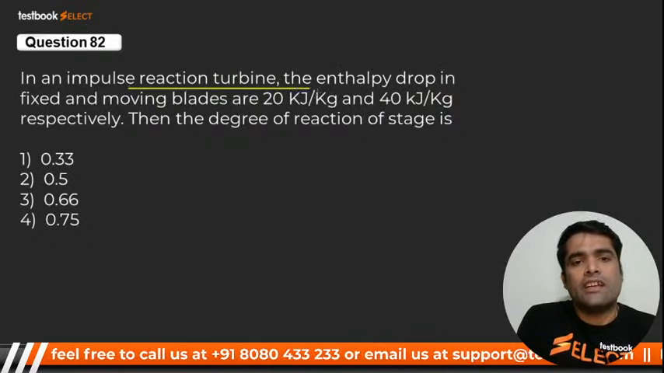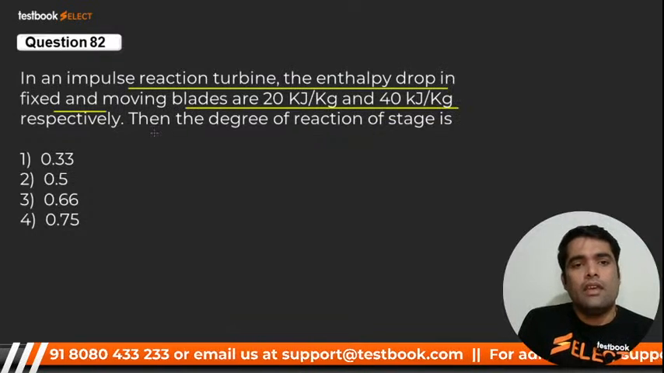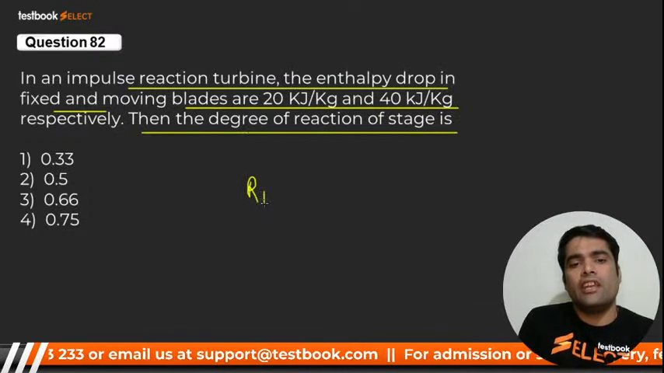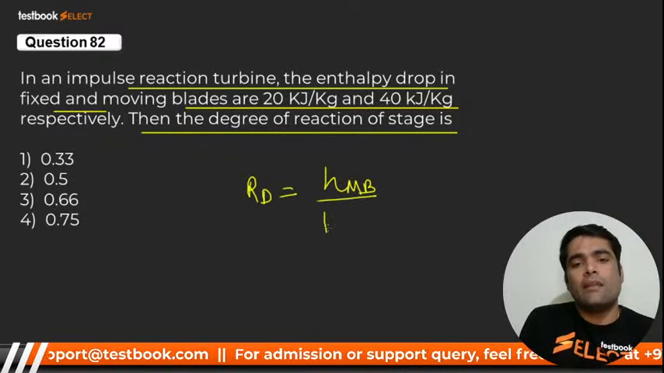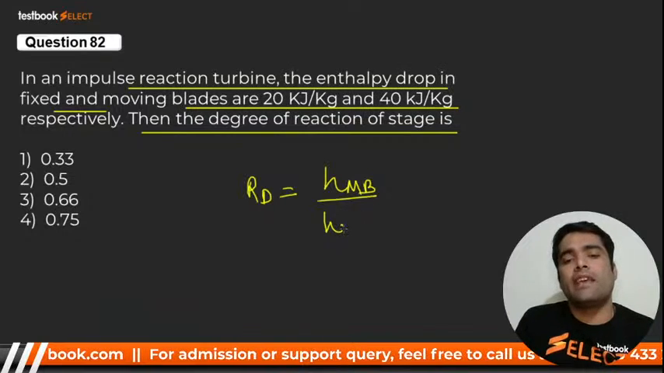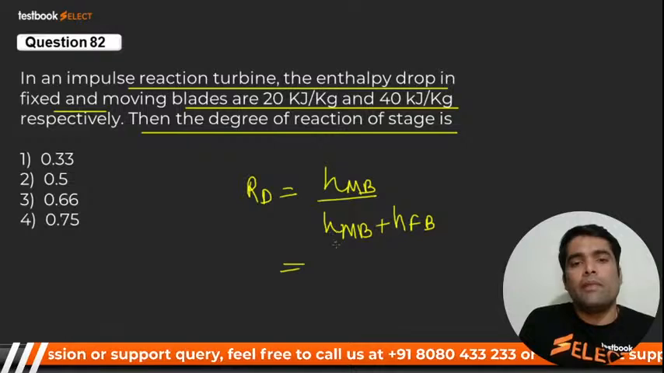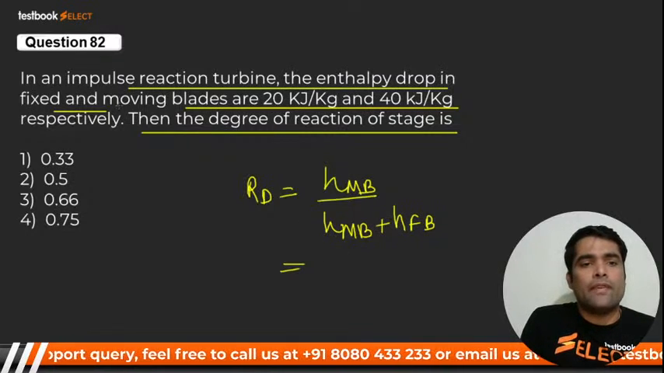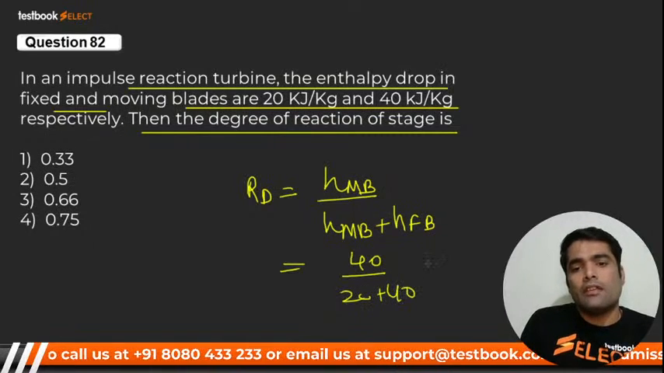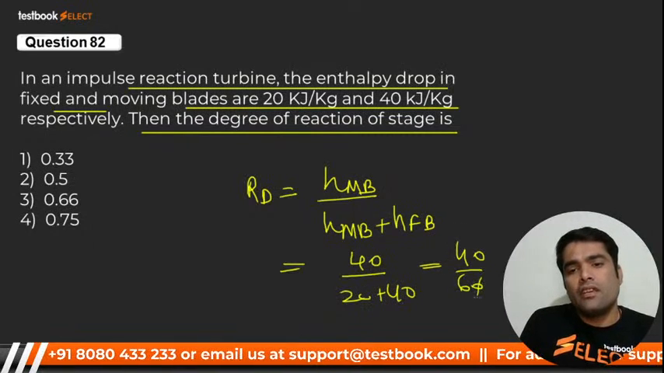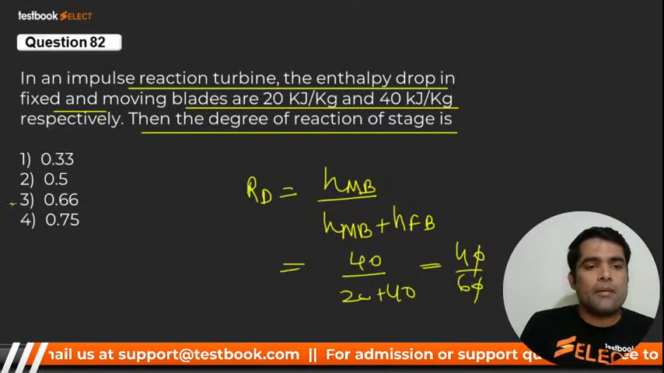In an impulse reaction turbine, the enthalpy drop in fixed and moving blades are given. Then the degree of reaction. Degree of reaction is what, my dear? Enthalpy drop across moving blade divided by enthalpy drop across stage. And across the stage, what comes? Moving blade plus fixed blade. Enthalpy drop in the fixed blade is 20, and in the moving blade it is 40. So it should be 20 plus 40. That is 40 by 60. How much will it come, child? 36. 36 gives 6, that means this is the answer.